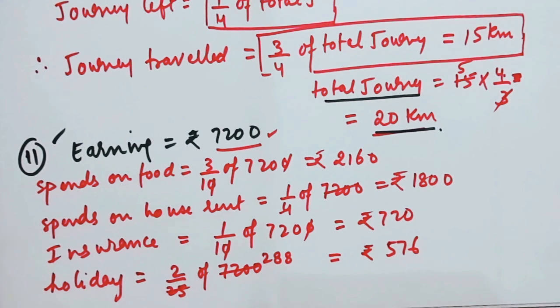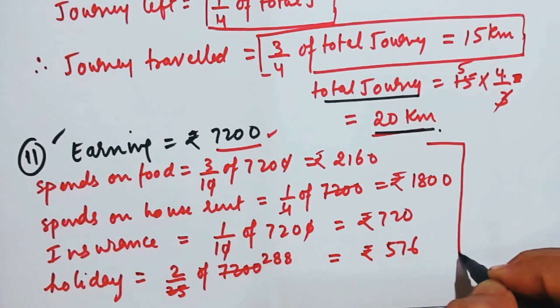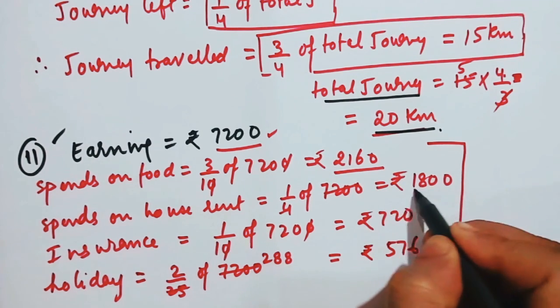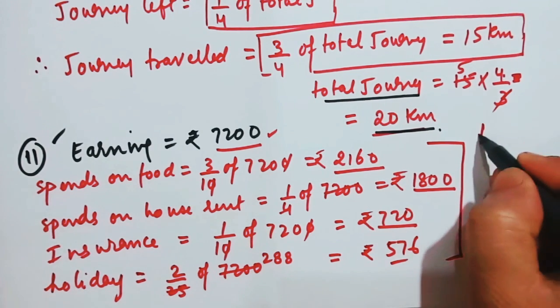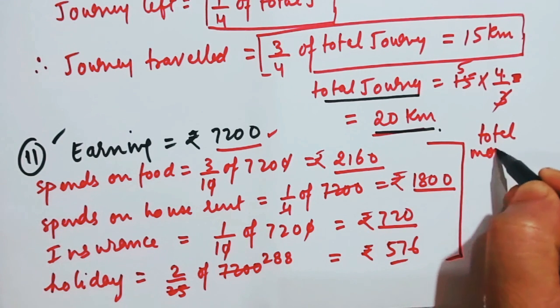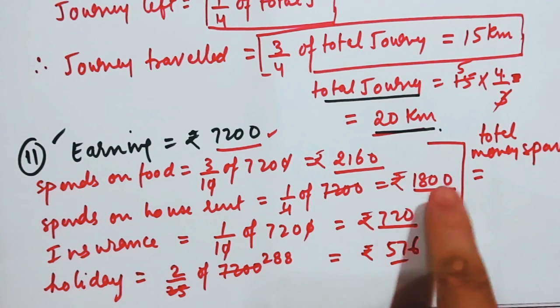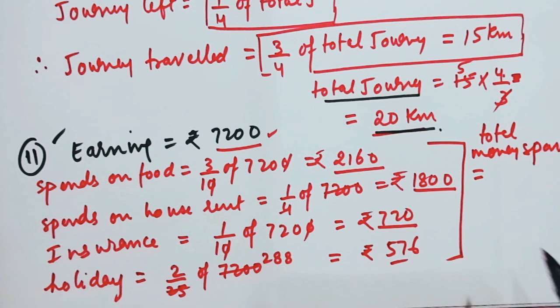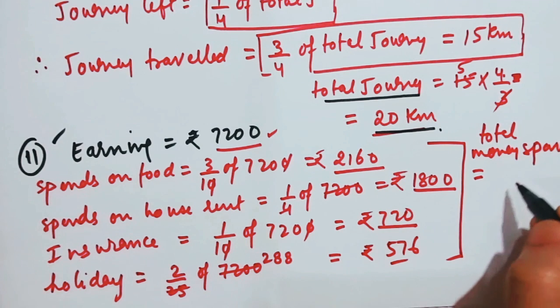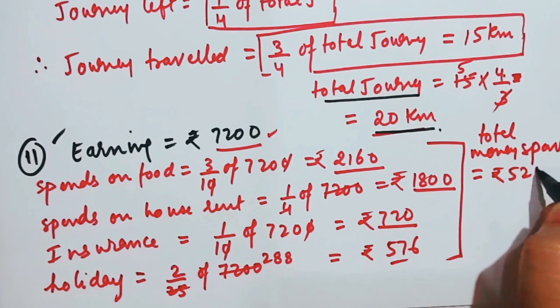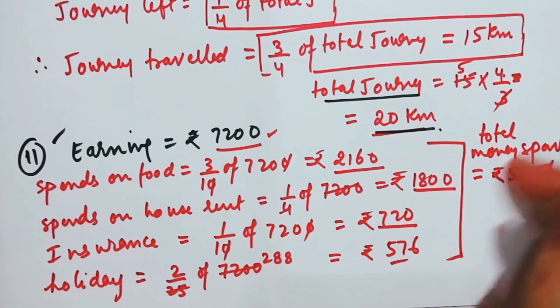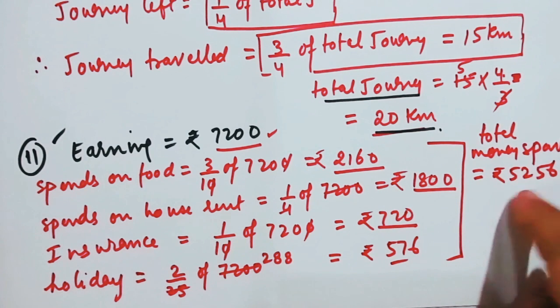576. Very good. Now, after spending on food, house rent, insurance, and holidays, let me see how much money was spent. 1, 2, 3, 4. So the total money spent is equal to how much? When you add all this money spent, you get an amount of 5256. Since space is less, I have not shown it. Now the total money spent is this much.